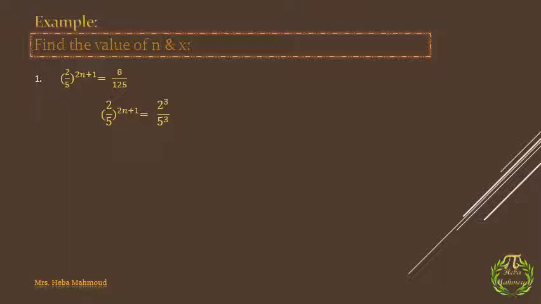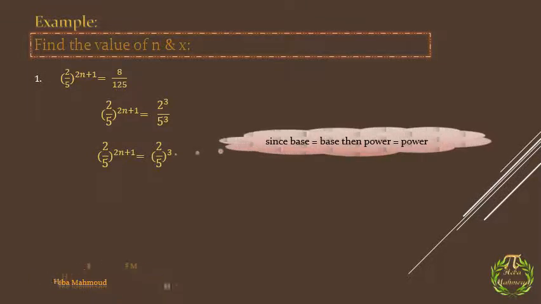So the expression here will be 2 over 5 all power 2n plus 1, and because 2 power 3 over 5 power 3, we can write it as 2 over 5 all power 3. Since the base equals the base, which is 2 over 5 and 2 over 5, we can say that the power equals the power. 2n plus 1 equals 3. Now we can solve it as an equation. Plus 1 move to the other side by minus 1, so it will be 2n equal 3 minus 1, which is 2. So move the 2 to the other side by divide, so it will be n equal 1.